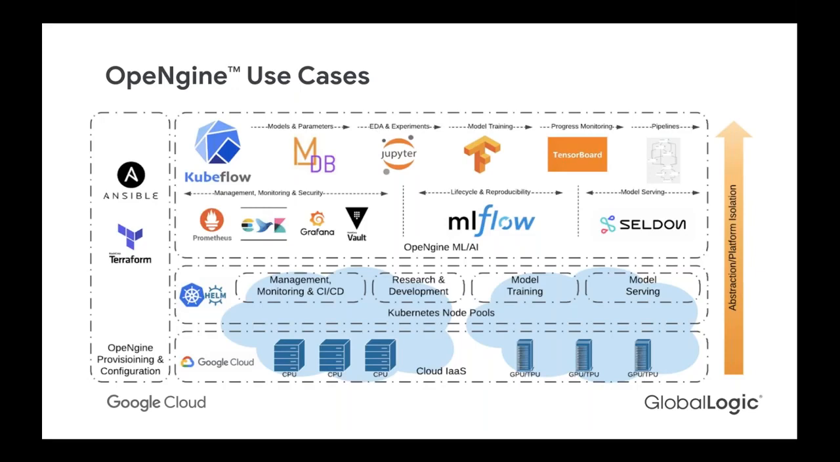So in this case, as an example, here is the high-level structure of the solution when the OpenEngine is used together with several open source tools such as Kubeflow and MLflow. Those tools are deployed and configured together with the core part of the OpenEngine, and provide end-to-end automation for the machine learning CI/CD.